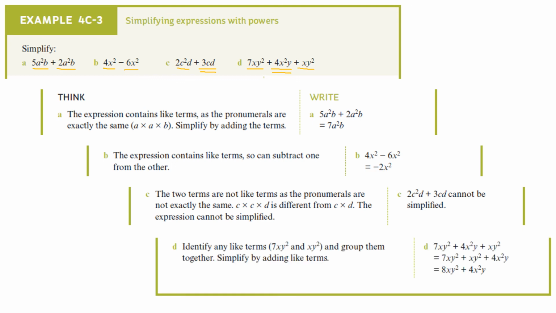Here's the solution. We group the two like terms together. So we just bring them next to each other to make it a little bit easier for us to add. 7 plus, again, remembering that's a 1 in front, gives us 8. X, y squared in alphabetical order, plus the 4x squared y, which we write at the end.